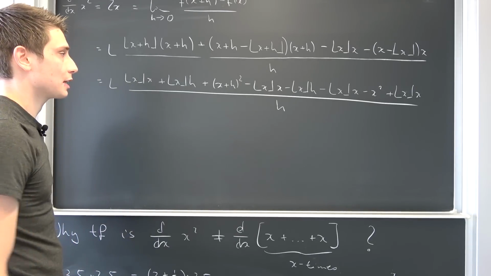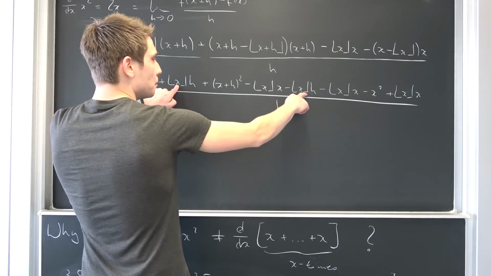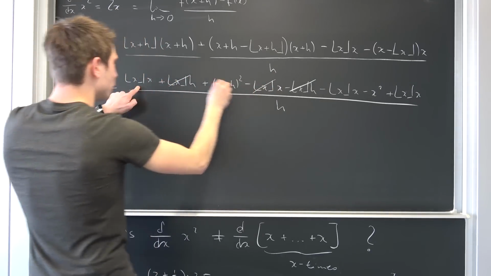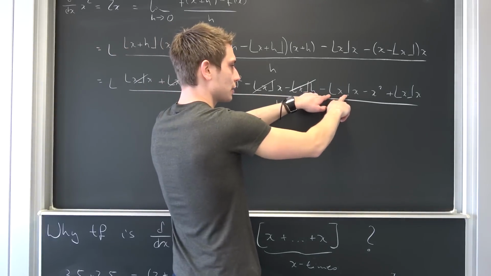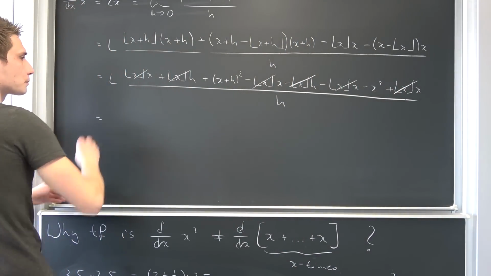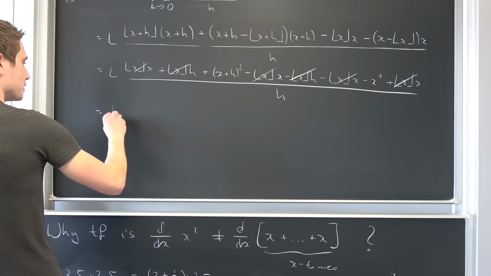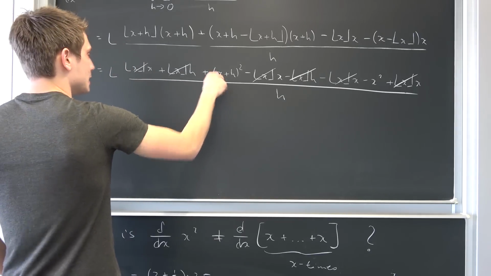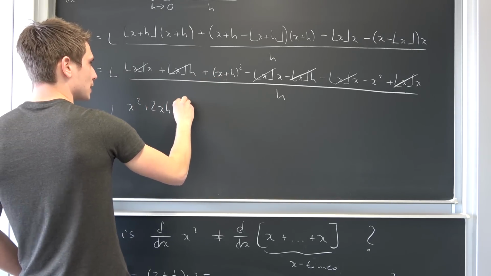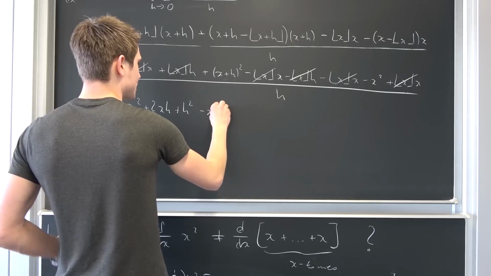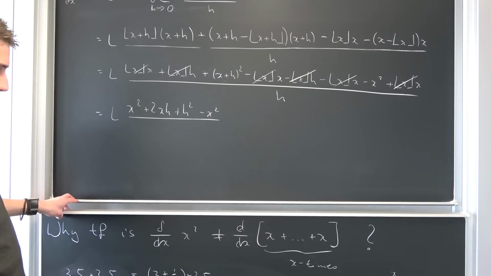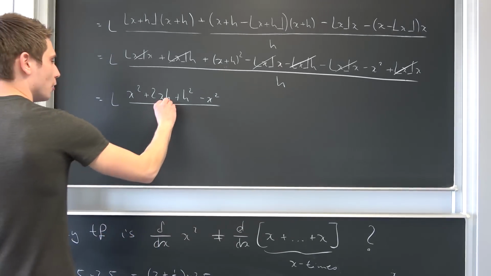And now let's see if something actually cancels out. So we have those two being additive inverses of each other. So that's good. We have the floor of x times x, and we have this negative floor of x times x. Also we have this negative floor of x times x and this positive inverse right here. Now we have the limit as h approaches 0 of, okay, this binomial theorem is nothing but x squared plus 2 times x times h plus h squared minus x squared over h.